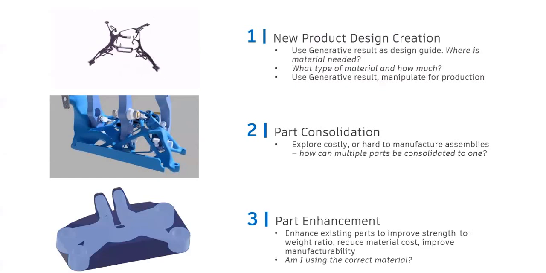And the third piece would be a part enhancement application. So you can take existing components that you might already manufacture, you might already have out there in the field, and you can generate alternative options for that to maybe make trade-offs on material or to replace it with higher performing components.